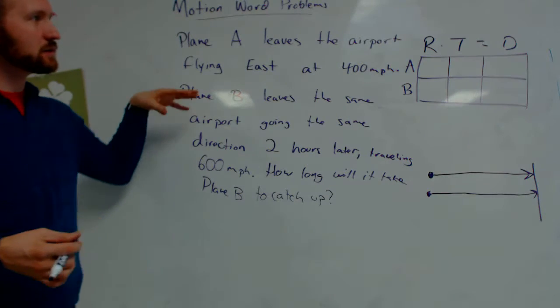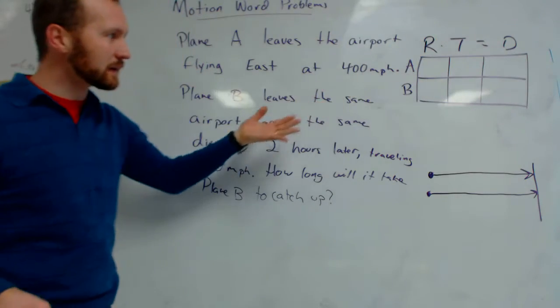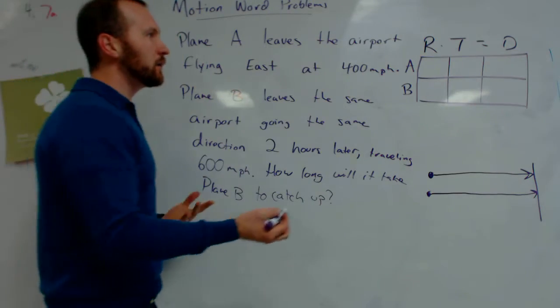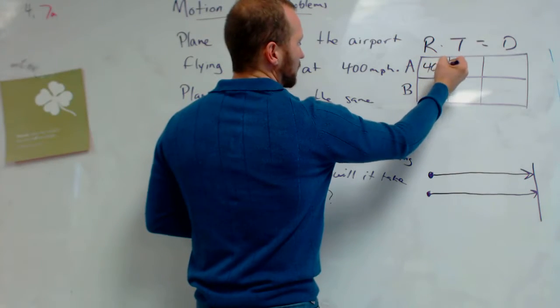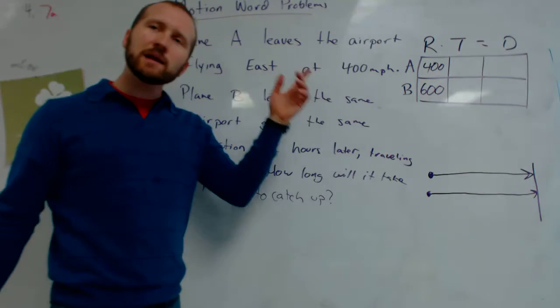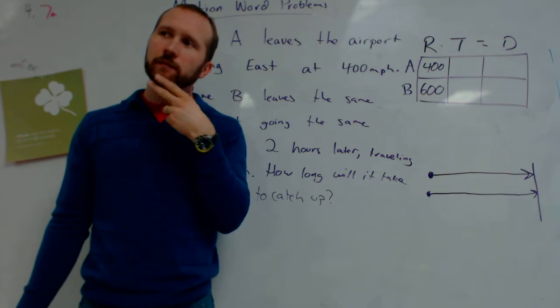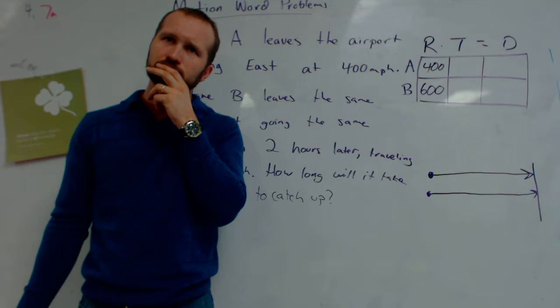The first thing is usually the easiest, right, this rate column. In this case, again, this is the easiest part. I know that plane A is going 400 and plane B is going 600. The time here is tricky, though, because they're not going the same time, right? So it's just H and H minus 2.